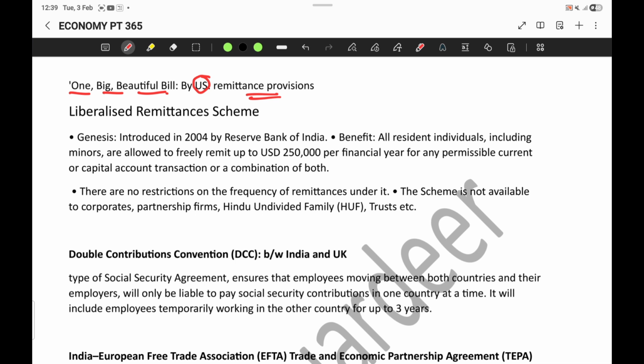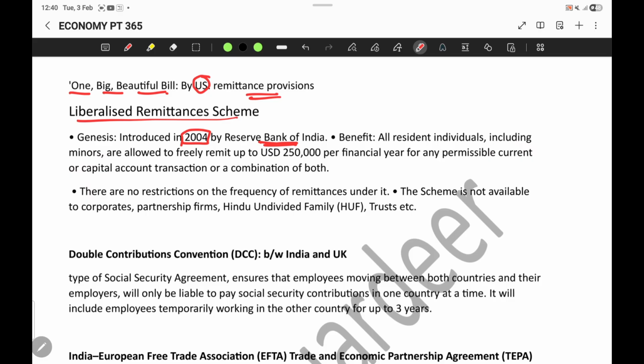Liberalized Remittance Scheme. What is the Liberalized Remittance Scheme? It was launched in 2004 by RBI. It aims to benefit all resident individuals, including minors also. Minors are not exempted. Remember these kinds of points. Freely we can remit US dollars 2,50,000 without any tax on that every financial year for any permissible current or capital account. Both accounts are included, current account and capital account.